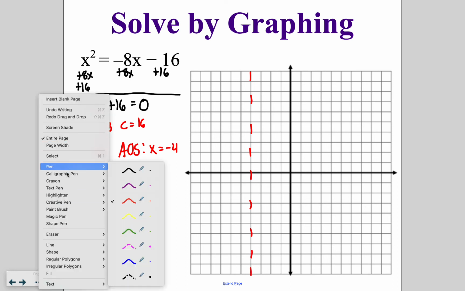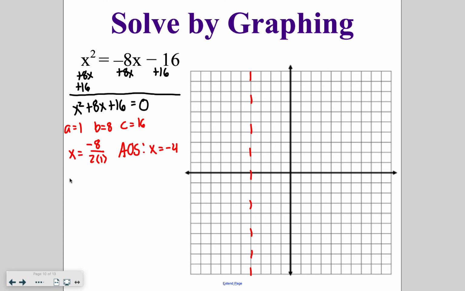Then I need to plug that -4 back into my function. I'm going to use this rearranged function right here, not my original, so that I don't have to solve further. So I have -4 squared plus 8 times -4 plus 16. When you plug that into your calculator, you are going to get an answer of 0. So your vertex point is at -4, 0. Once again, that is on that axis of symmetry.